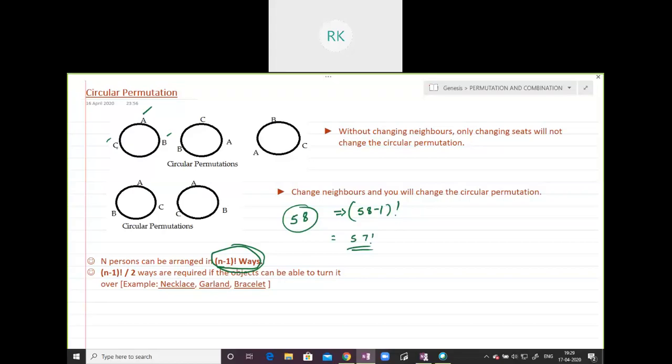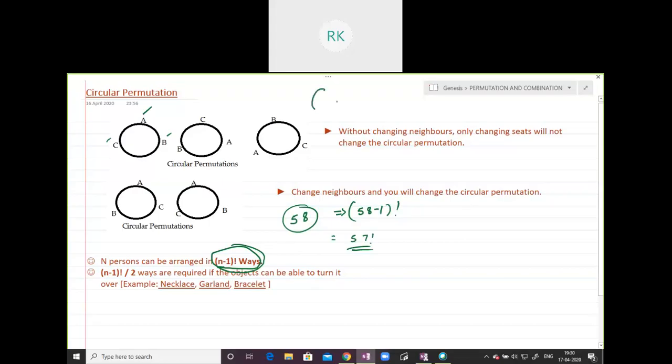Let's say 100 people sitting round a table, right? Of course I will keep any one person constant and rearrange the remaining. It means I am arranging n minus 1 factorial. I am not arranging n factorial, right? It means I am not arranging the complete, total number of people. I am arranging the remaining, except one. Very, very simple. So keep one constant. Keep any one constant and you will get the answer.